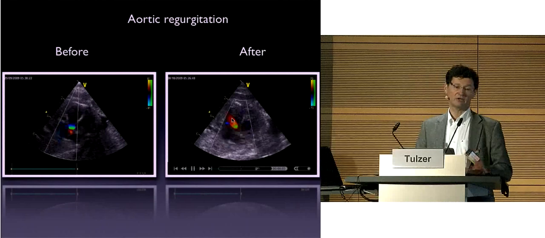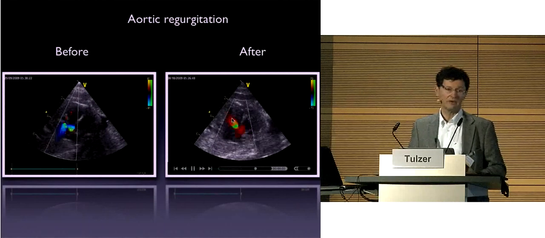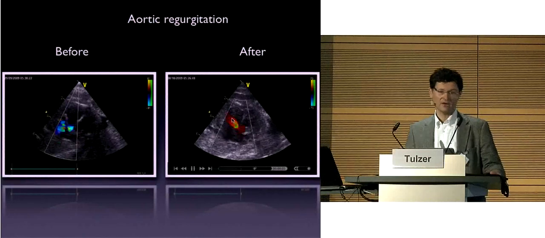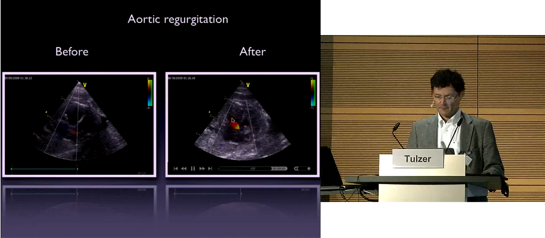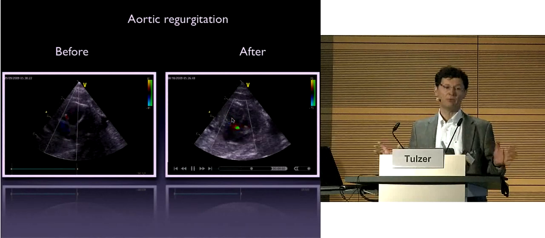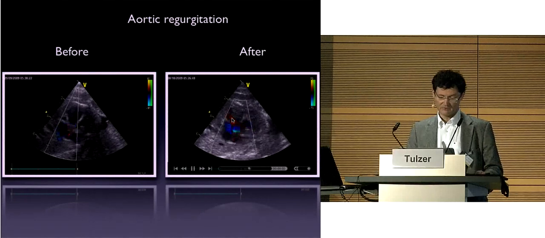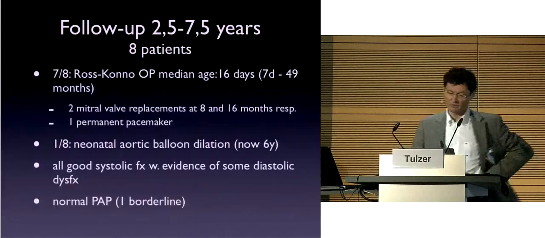So none of our children had any significant aortic regurgitation at birth, and it was the same observation that they had in Boston. They have dilated now a little bit more than 100 patients prenatally. So before birth, the aortic valve has the potential for remodeling and for decreasing the degree of regurgitation. So aortic regurgitation before birth seems not to be a problem at all.